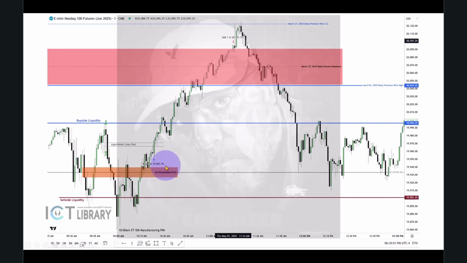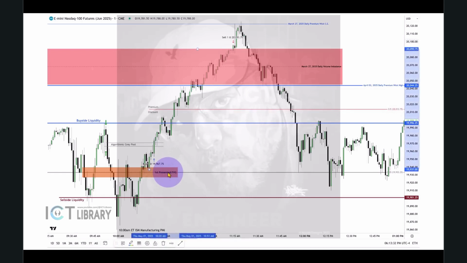Back down into first presented fair value gap. So I'm going to extend this here in time. And I'm also going to show you, for those that were wondering, is this chasing price? No, it's still in a discount.